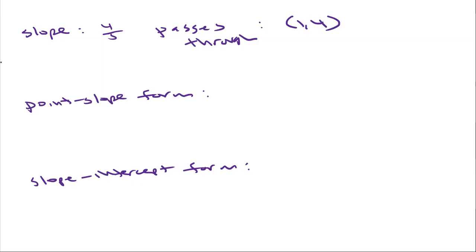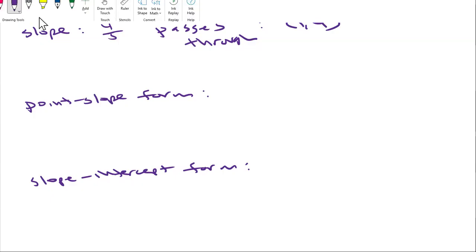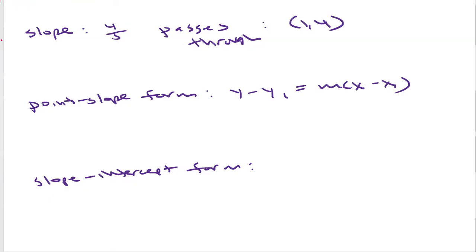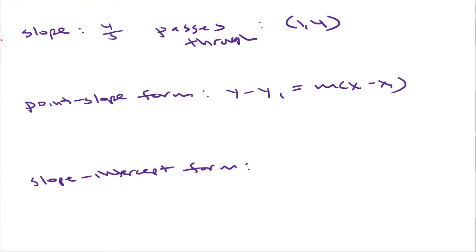All right, so we have this problem here. We are given the slope of 4/5 and it passes through the point (1, 4). I'm going to show you two ways how to do this. One, probably the easiest way, is the point-slope form. In the point-slope form, we have y minus y1 is equal to m times x minus x1. So I just plug in the values that they give me. This is our x1, y1, and this is our slope, 4/5.